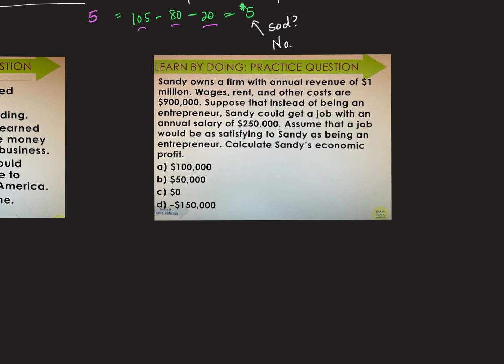And here's another. Sandy owns a firm with an annual revenue of $1 million. Wages, rent, and other costs are $900,000. Suppose that instead of being an entrepreneur, Sandy could get a job with an annual salary of $250,000. Woo! Assume that a job would be as satisfying to Sandy as being an entrepreneur. Calculate Sandy's economic profit. Go ahead and pause and solve the problem.